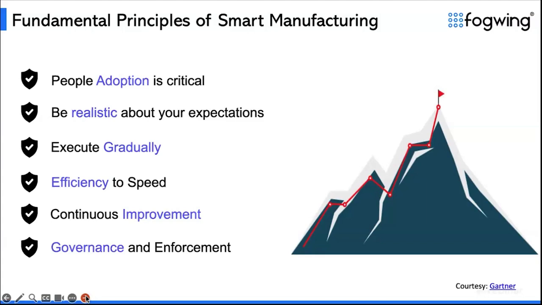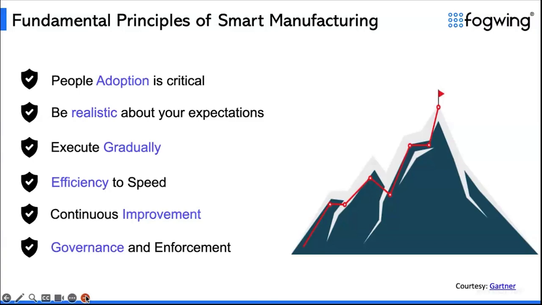And then continuous improvement. It's not a one-time practice. Smart manufacturing: any technology provider can bring the technology solution and deploy it, but this is not going to change everything significantly on day one. It also requires continuous improvement in decision making.